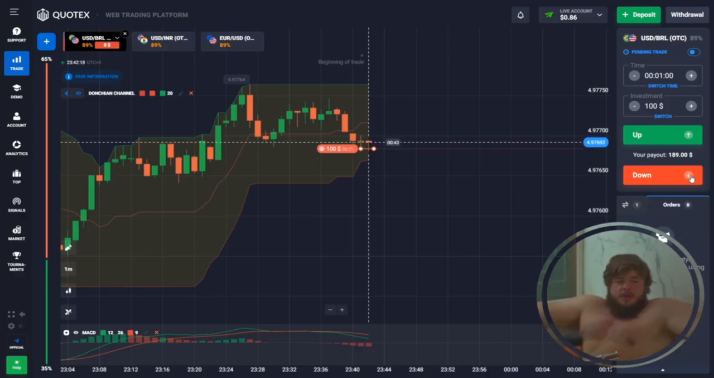Okay, so here, once again, according to the MACD indicator, price is going down, green line is below the red one. That's why we have opened sell position, and nothing new, nothing interesting.